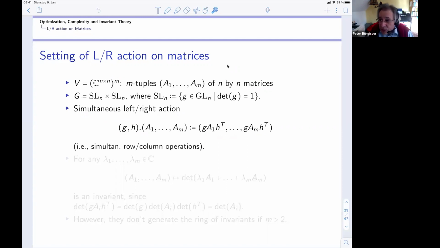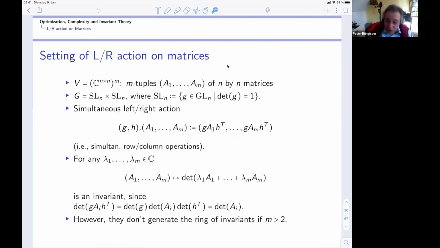If m equals 1 it is completely clear. I mean, the normal form is given by the rank. Okay, good. But if now we have more matrices, we try to understand invariants. One obvious thing is you take your matrices, form a linear combination with complex numbers, and take the determinant. This is clearly an invariant. So one may hope that maybe these already generate the ring of invariants, which is true for m equals 2, but not for m greater than 2. There you need more.